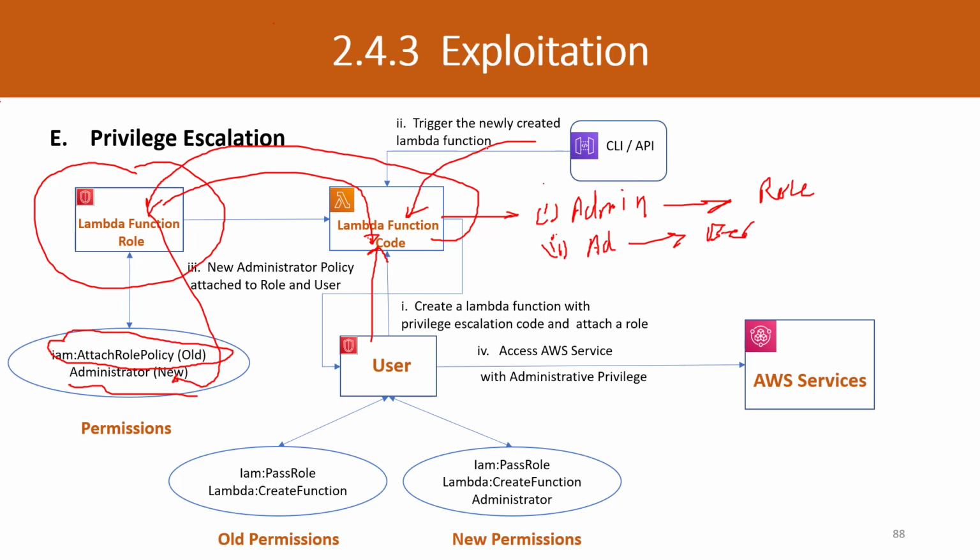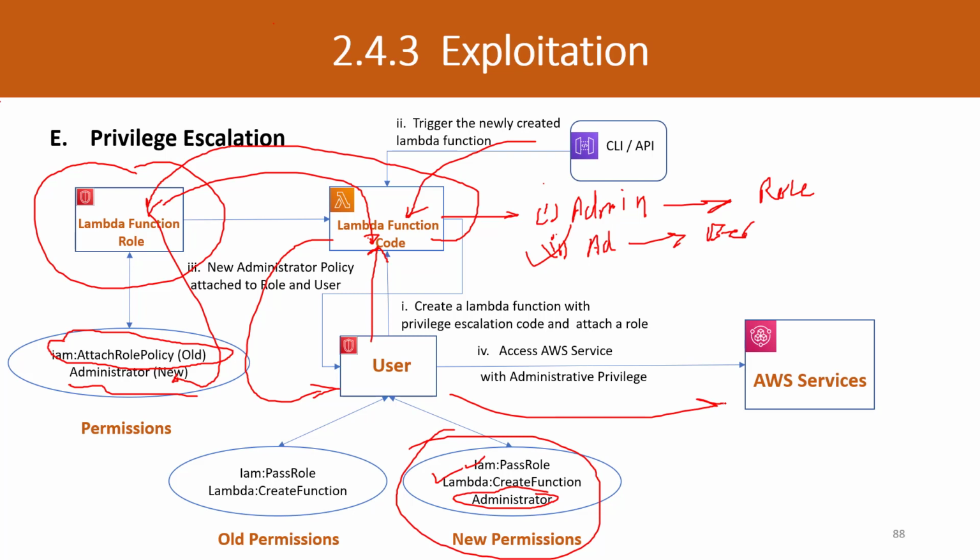So once you executed the second time, this function has administrator access. This function attaches the new administrator policy to this user. Now this user can become the administrator. This is the new permission. The initial two permissions are already there, and second we got the administrator permissions. Now this user can access whatever services they want with administrator access.